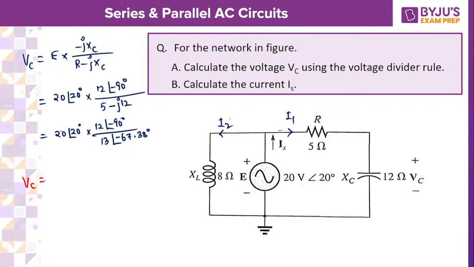VC is equal to... magnitudes can be multiplied or divided. Of course, if you have A into B, then you can go ahead with AB. A into B divided by C, you just divide. So 20 into 12, it is going to be 240. 240 divided by 13. So I am getting 18.46. This is 8.